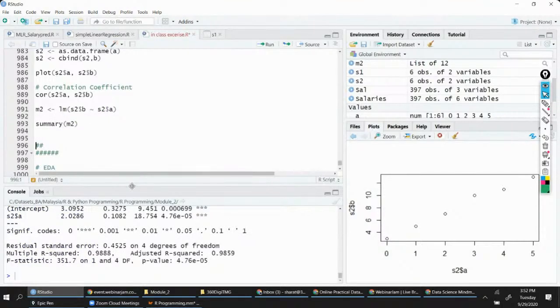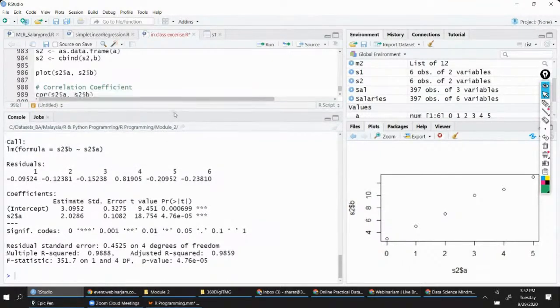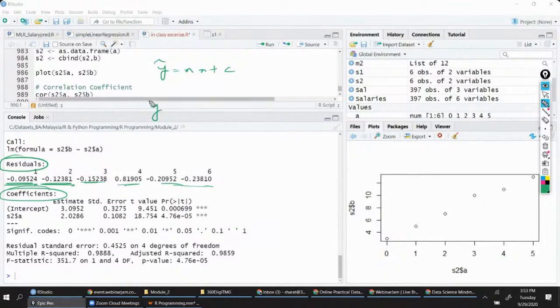What did I get here? We'll first look at residuals. Is this 0? No, it is not 0. Is this 0? No. Is this 0? No. No.